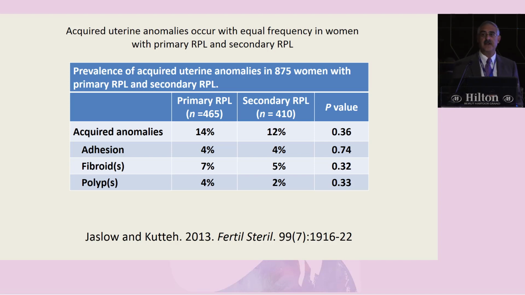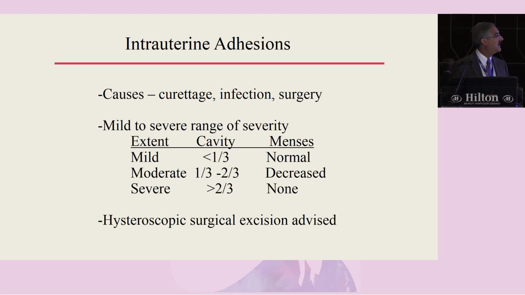So now looking at each of the acquired problems, adhesions. There are many causes: D&C, prior surgery, infection, sometimes C-section or prior hysteroscopic surgery can result in adhesions. We classify these in a simple classification as mild, moderate, and severe, depending on how much of the uterine cavity is involved and how their menstrual cycle is affected, whether it's not affected or it's decreased.